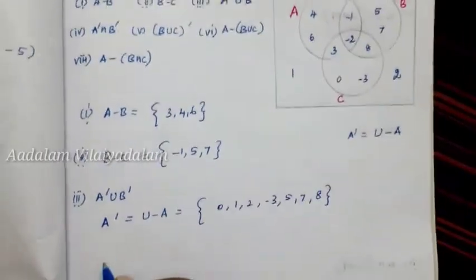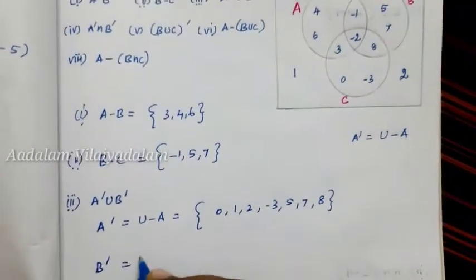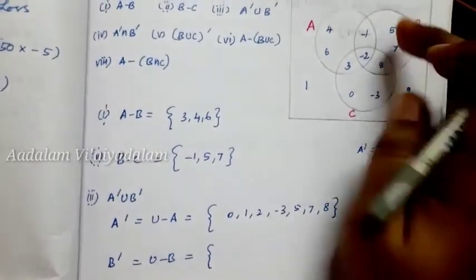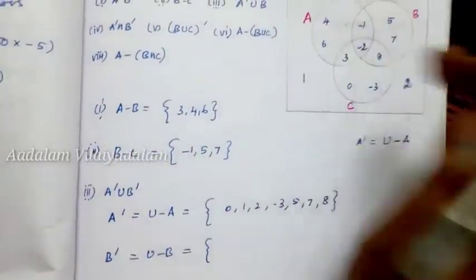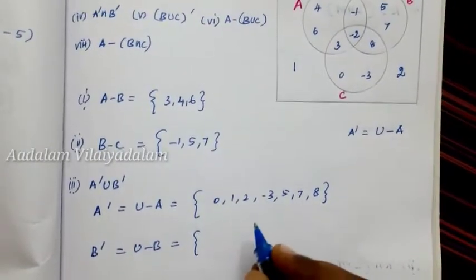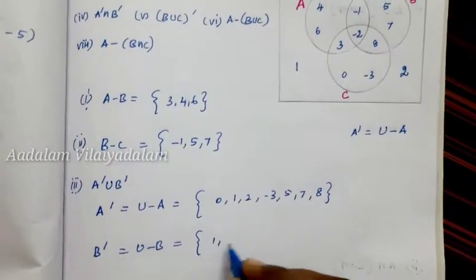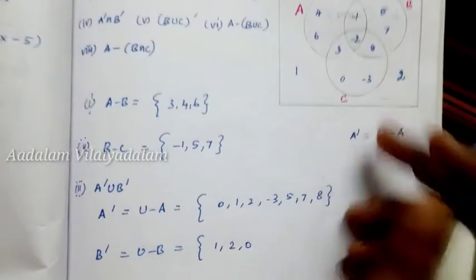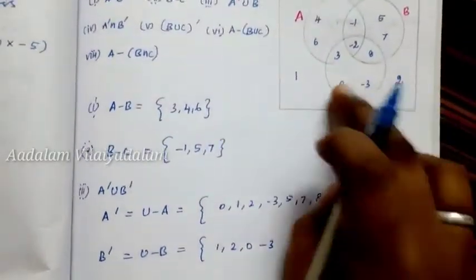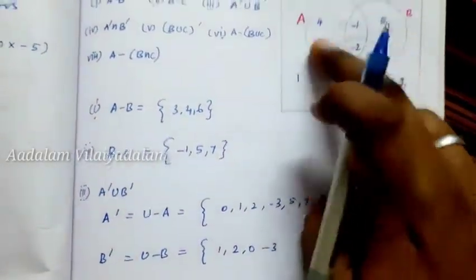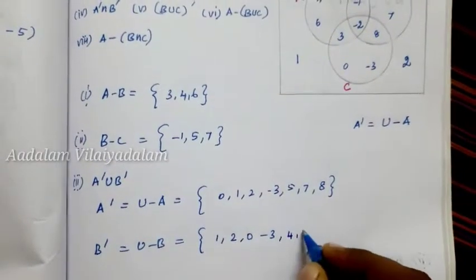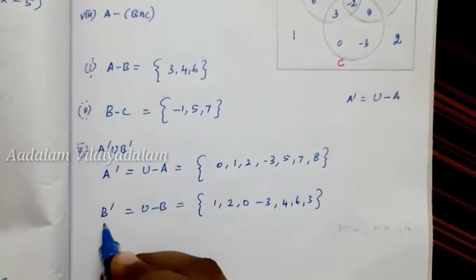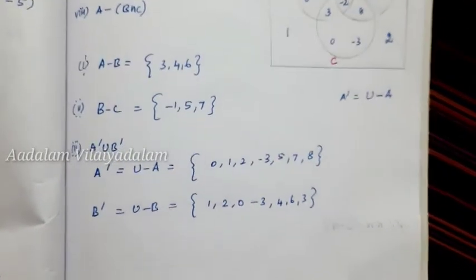8. Then B dash, in the same way U minus B. Except this circle of B, we are going to write the remaining elements. That is 1, 2, 0, minus 3, then 4, 6, 3. So these are called B dash or complement of B.